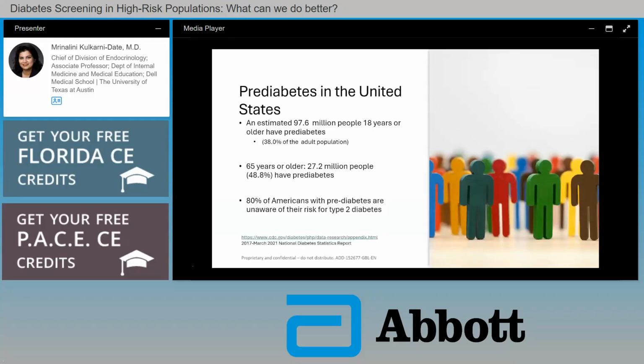Well, what about prediabetes in the United States? We know that there's an estimated 97.6 million people 18 years or older that have prediabetes. That's about 38% of the adult population. Of the 65 and older population, that is 27.2 million people, or 48.8% of those have prediabetes. And it's an astonishing 80% of Americans with prediabetes are unaware of their risk for type 2 diabetes. So they may know that they have prediabetes, but they really haven't been educated on what that means and why it's important to start intervention as soon as we know about that prediabetes diagnosis.